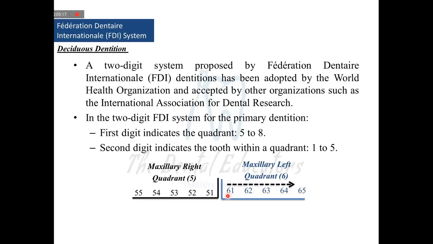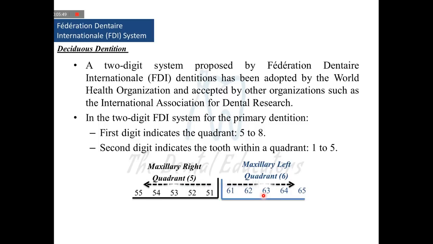So if we see the counting of the teeth, we can see clearly what they mean. 6-1 means the tooth in the maxillary left quadrant, the 6 represents that, and the number 1 represents the central incisor in the maxillary left quadrant. So we mention it as 6-1. Then 6-2 represents the maxillary left quadrant, second tooth from the midline, that is the maxillary lateral incisor.